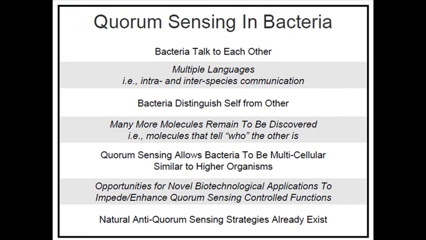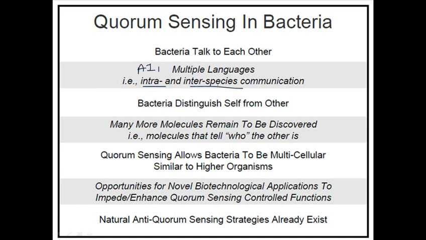So now let's come to the summary. What is quorum sensing in bacteria in a few words? Bacteria talk to each other. This is the first thing, via chemical signals or chemical messengers, which we call autoinducers. They have multiple languages. For example, there is intraspecies communication. What is the type of intraspecies communication? With the help of the autoinducer 1 pathway, one bacterium communicates with bacteria of the same family.